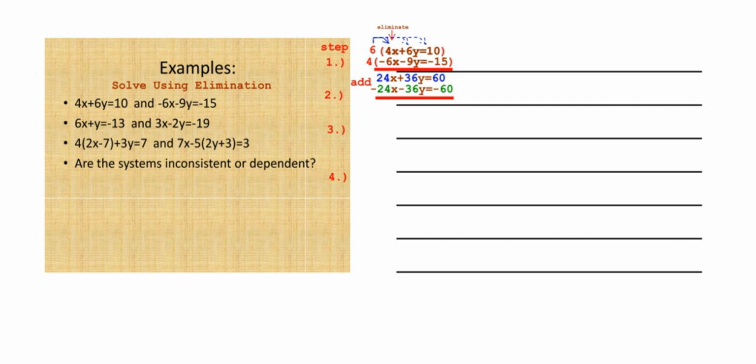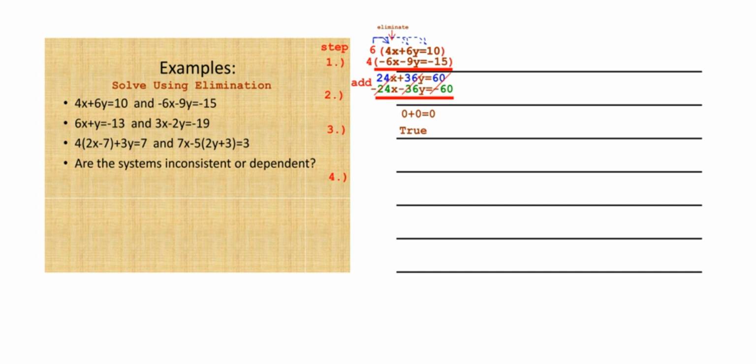If we try adding, 24x minus 24x technically cancel each other out. 36y minus 36y technically also cancel each other out. And 60 minus 60 cancel each other out. What happened here? Well, they're all zeros. 0 plus 0 equals 0, so 0 equals 0. It's true, right? This is a true statement. They're both equal to 0 on both sides, so that implies that both equations are technically the same equation, except one might be a multiple of the other.